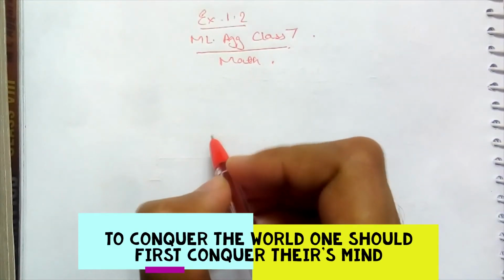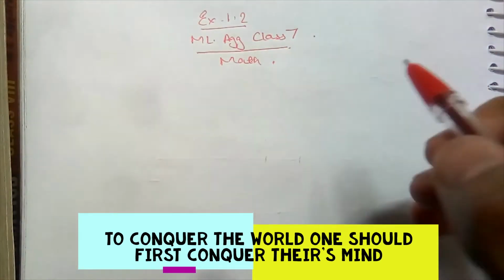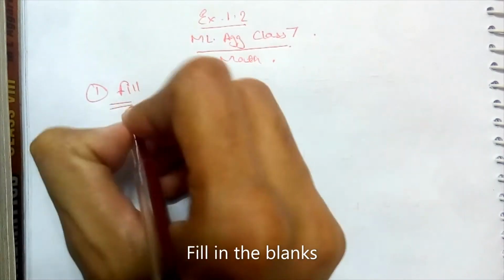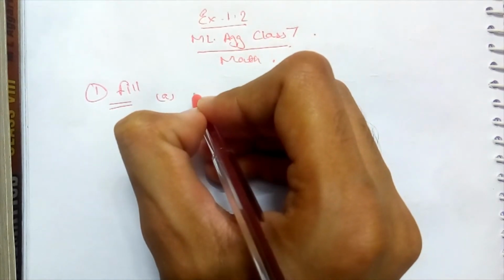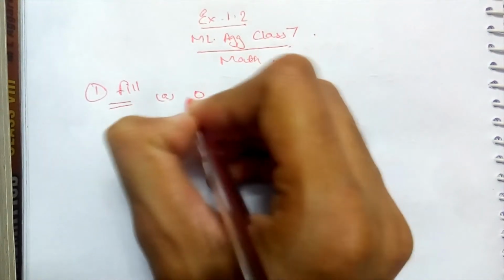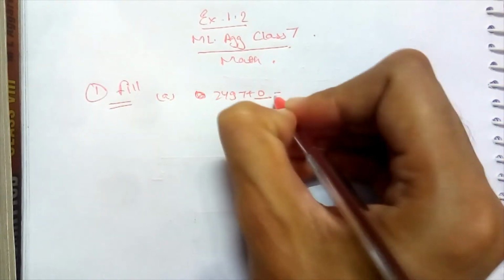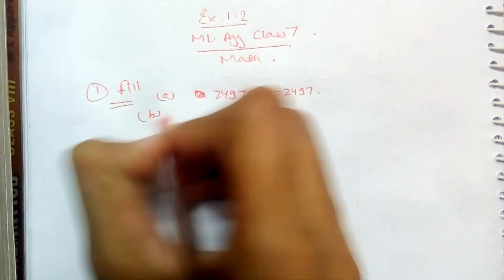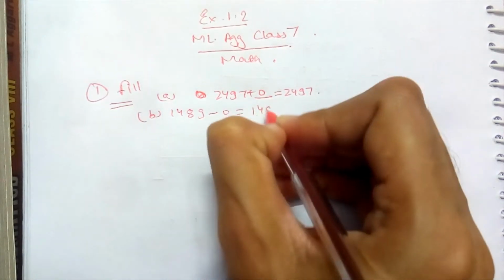So today in this video we are going to solve the exercise 1.2 of ML Agarwal class 7 mathematics. Here the first question is fill in the blanks. So quickly moving to part A, the first answer is 0. 2497 plus 0 is equal to 2497. Okay, so B part: 1489 minus 0 is equal to 1489.